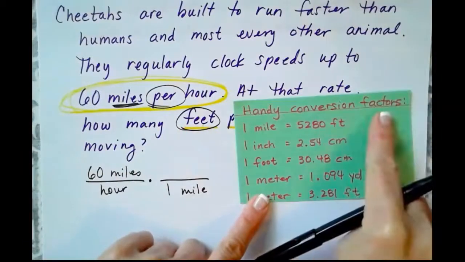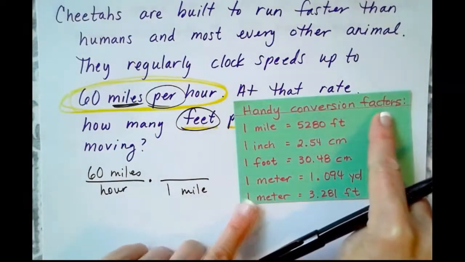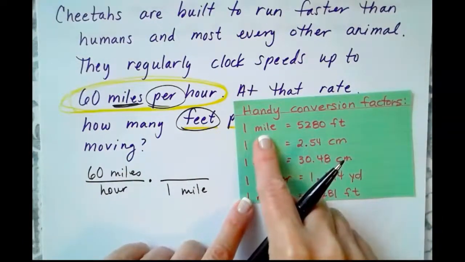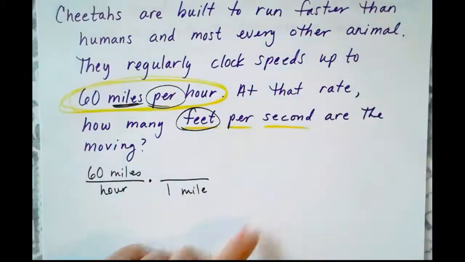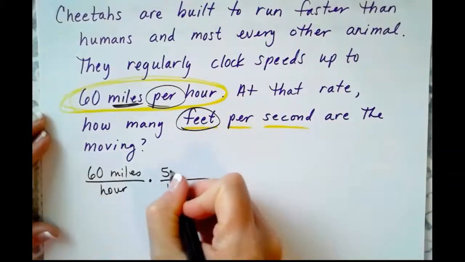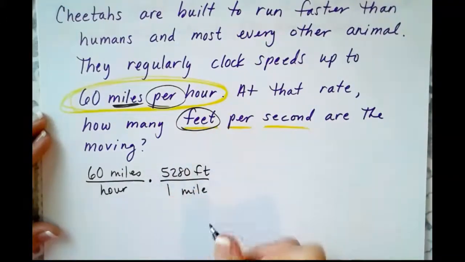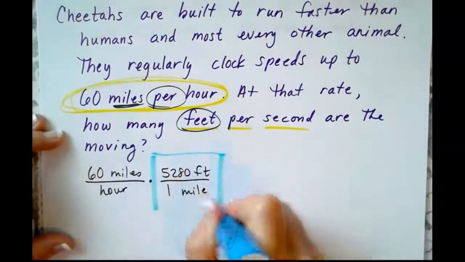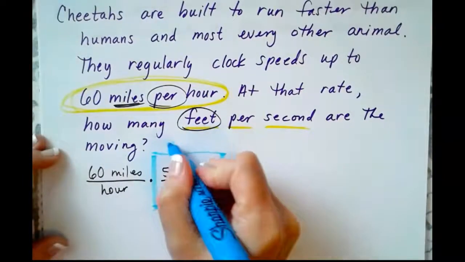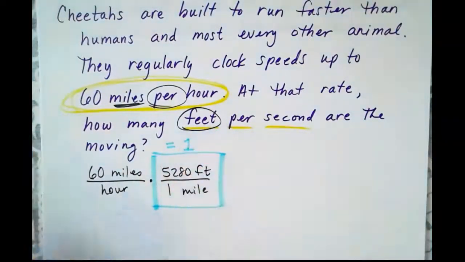So I've got my handy conversion factors index card here. 1 mile is 5,280 feet. So this is my first unit multiplier. So remember, a unit multiplier is equal to 1. This is equal to 1. So when we multiply by it, we're not changing the value. We're just renaming the fractions.